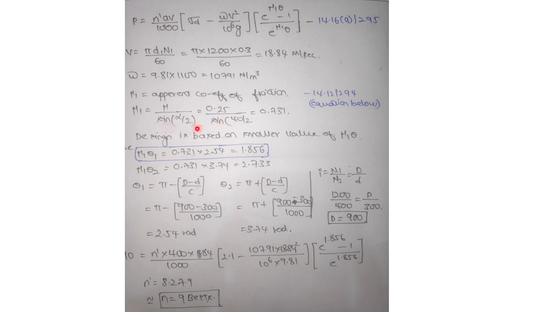This has also been given in the data handbook. You can find this below equation 14.12, page 294. If you visit equation 14.12, page 294, you have the equation over there. Below that, you can find this particular equation where mu1 is equal to mu divided by sine of alpha by 2. Alpha, you know, is the groove angle. So 40 by 2. If you calculate this, you'll come around 0.731, which is your mu1, the apparent coefficient of friction.